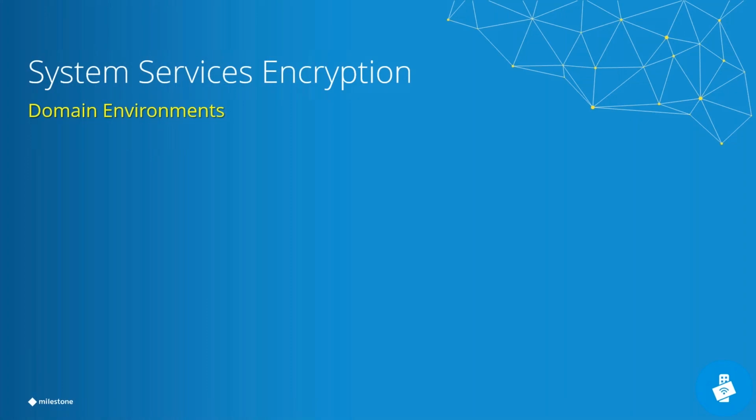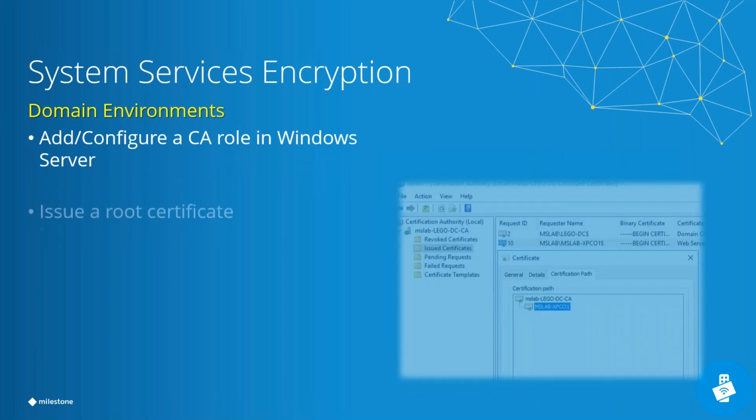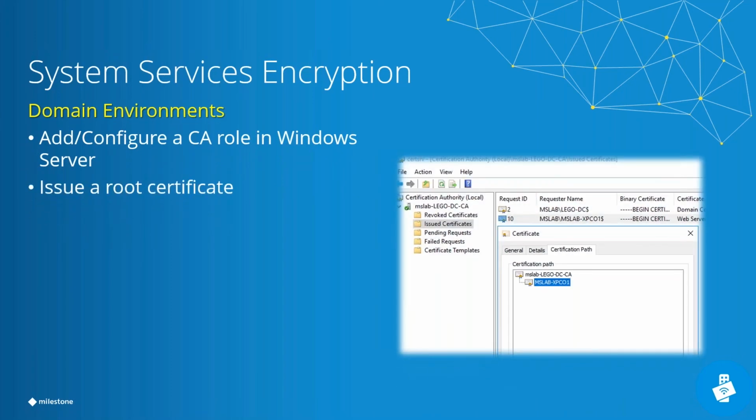So, kind of two scenarios here when we're talking about system service encryption. It's much easier to implement in a domain environment. If you have a domain environment, you can basically just add or configure a certificate authority role inside of your Windows server. This could be on a domain controller or anywhere. Basically, all you need to do is issue a root certificate.